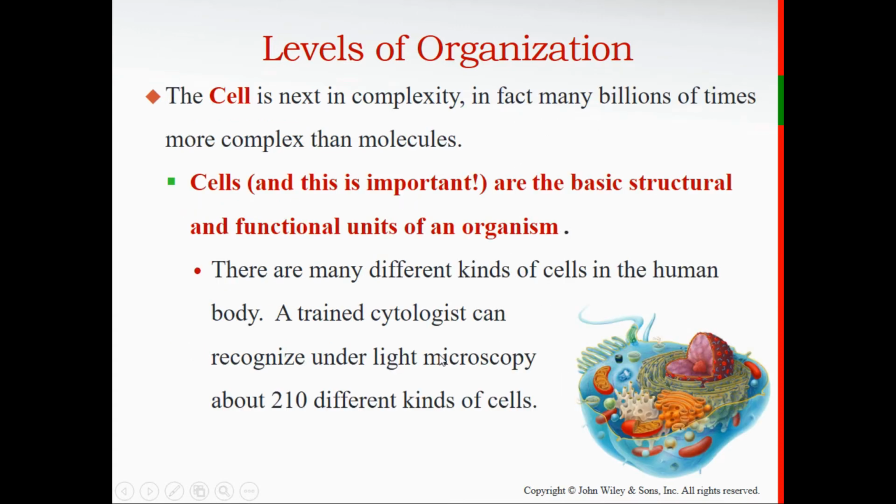So let's talk about, again, continuing with the levels of organization. The cell is next in complexity over the molecular stage. In fact, billions of times more complex than molecules. There is a lot going on inside all cells. And if you remember anything from your biology class, you know that the cell is the basic form of life, that anything that is considered to be alive has to have at least one cell, has to be made up of a cell or multiple cells.